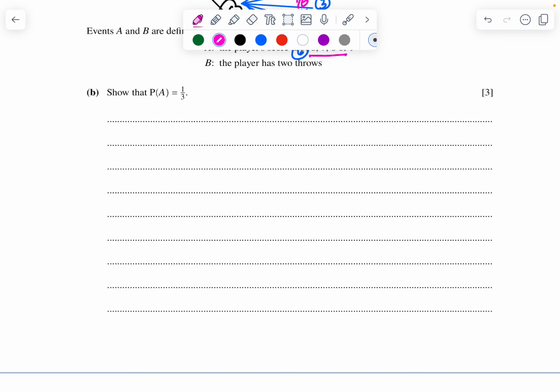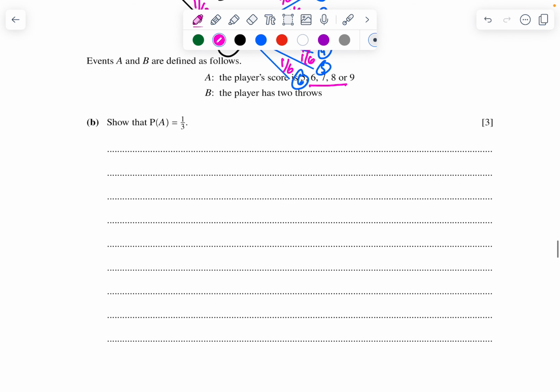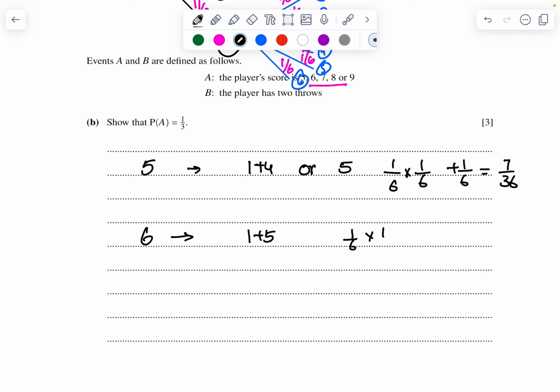So, 5. How can I get 5? I can get 5 as 1 plus 4, or only 5 in the first throw. So 1 plus 4 is 1 upon 6 times 1 upon 6, or 1 upon 6 only, which is 7 upon 36. He can get a 6. How can I get a 6? Just from 1 plus 5, which is 1 upon 6 times 1 upon 6, which is 1 upon 36.